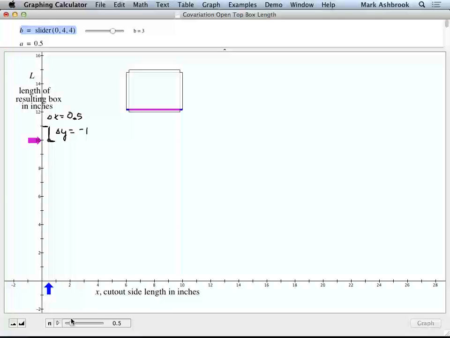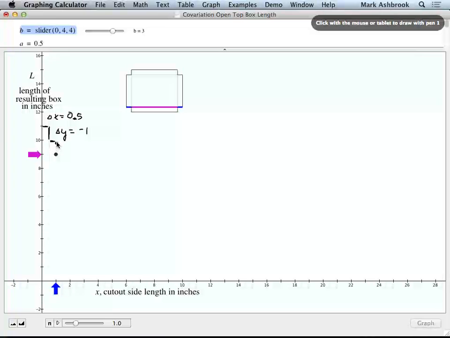Okay, so why is it guaranteed that every time I increase the side length by a half, the resulting length of the box goes down by 1? Does that happen every single time? Why is that guaranteed? Anyone explain why that is guaranteed here? You're telling me that for every increase of the side length by a half, the resulting box will decrease by 1. Is it true? Always?